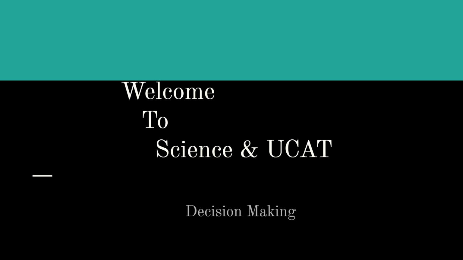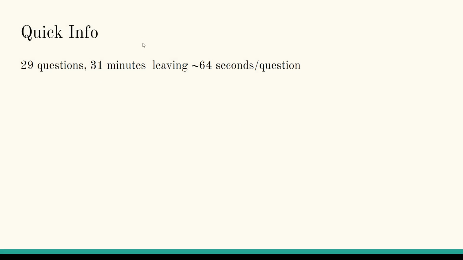In this video, I'll be talking about the decision making section of the UCAT. I'll give some information about it and I'll be going through a couple of the questions. To start with, we have some quick info. The subtest has 29 questions, 31 minutes to do them in, and approximately 64 seconds per question. Let's get started with our first example question.